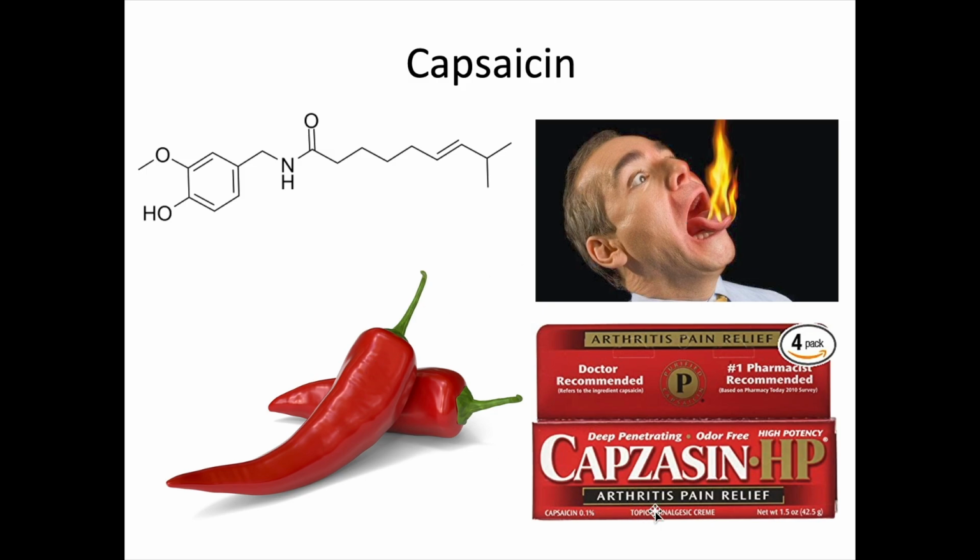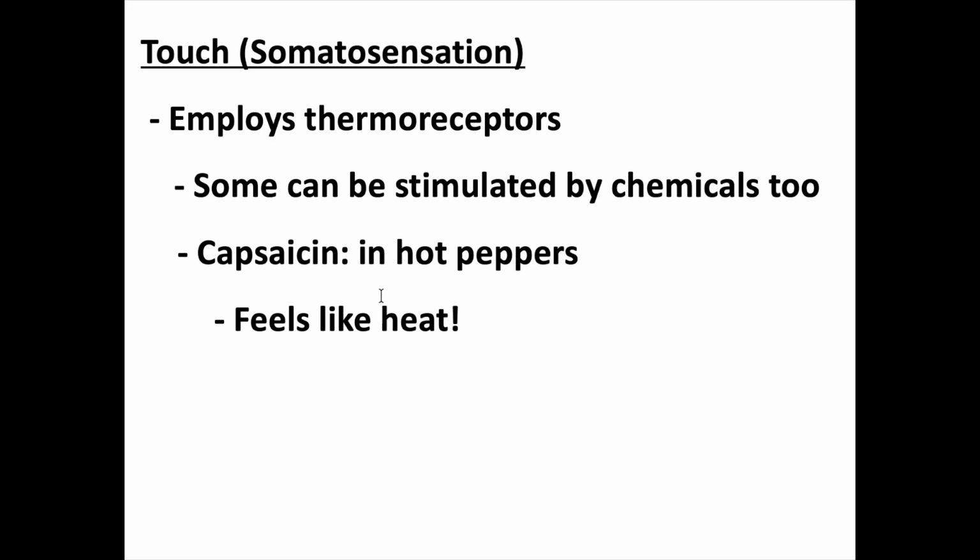And we think of this as something in our mouth because it comes from things that we eat. But look at this arthritis pain relief. Capsaicin, 0.1%. That's the active ingredient. So these thermoreceptors are located not just in the mouth, tricked by this chemical. Capsaicin in hot peppers, it feels like heat.